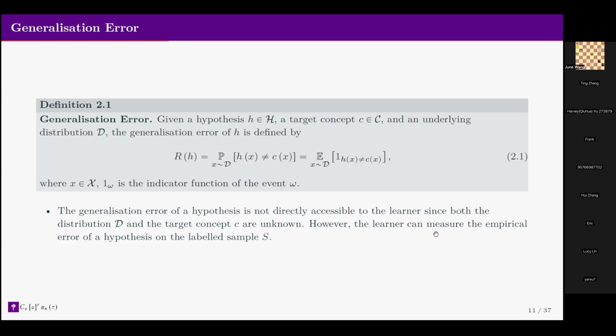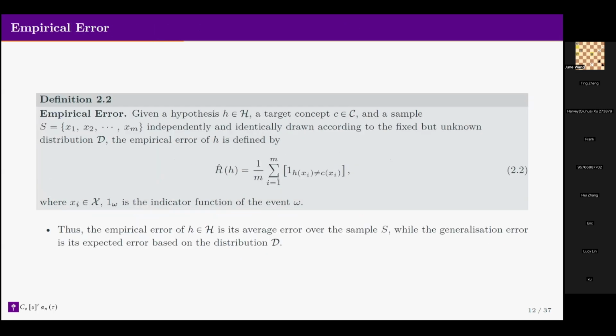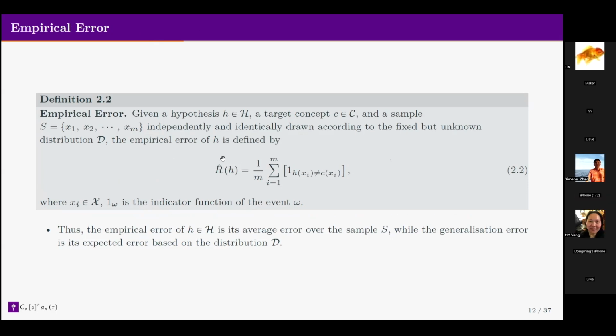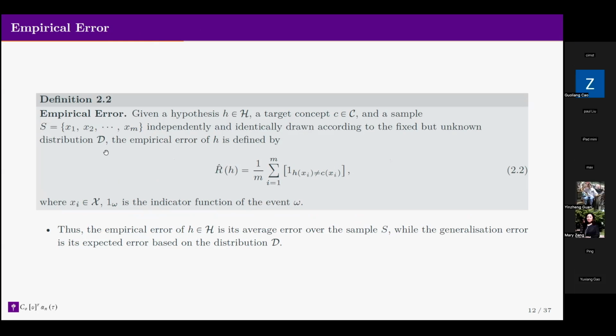However, we can use a different concept, which is called empirical error, based on the specific sample you choose, which is just the average error over the sample. So that is called the empirical error. So you can think when you take the expectation of the empirical error, you have the generalization error. So you can think the empirical error is just an instance or subset of the generalization error.